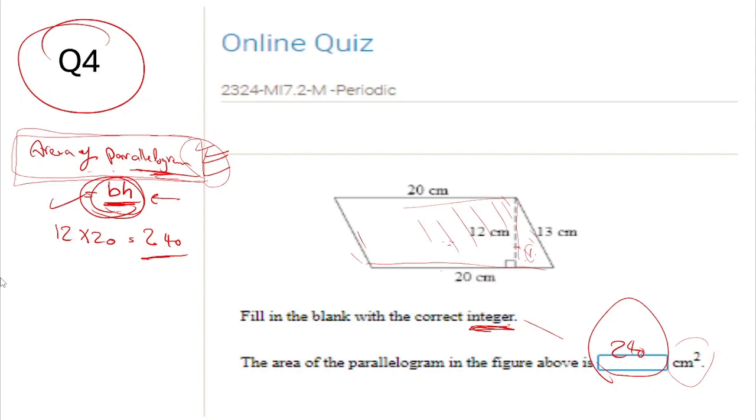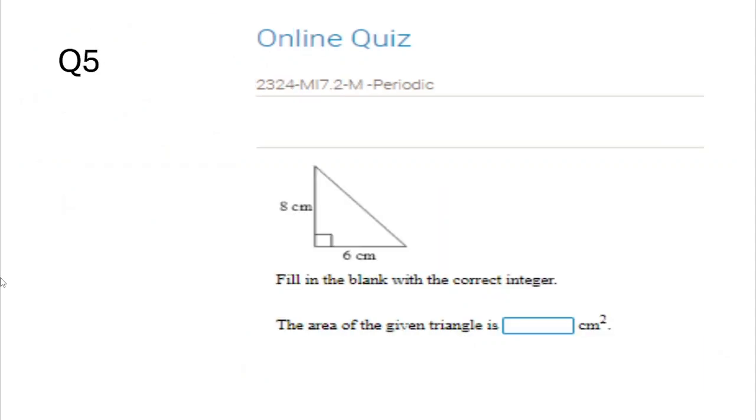So the area of a parallelogram is base, this is the base, okay, and this is the height, and the height has to be at a right angle. So that means the equation will be height multiply base. 12 multiplied by 20, it will be 240, okay? Okay, let's move to question number 5.